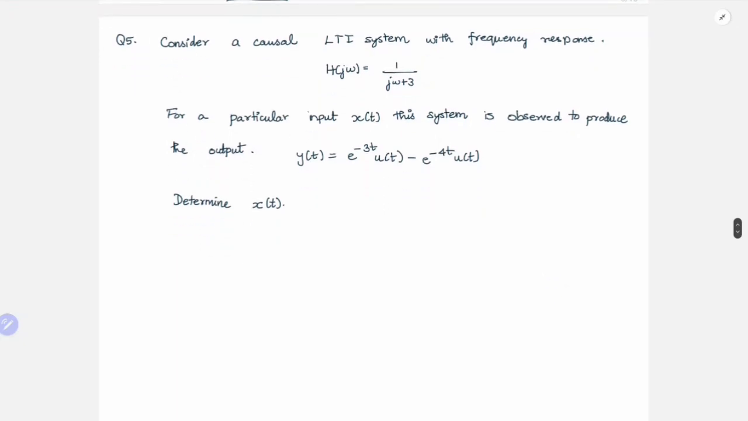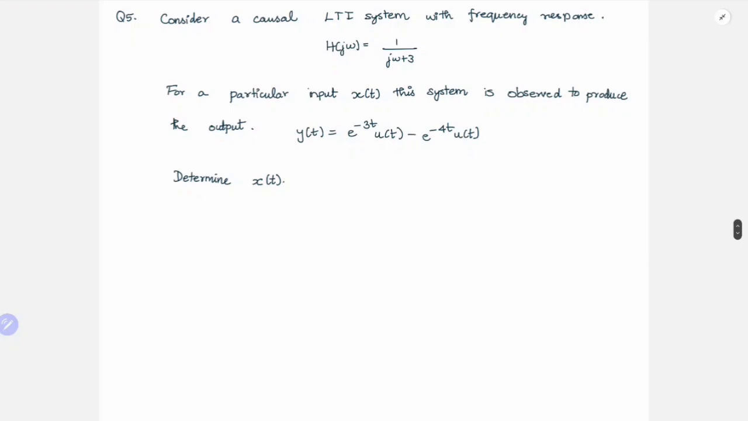Consider a causal LTI system with frequency response H of j omega is equal to 1 by j omega plus 3. For a particular input x of t, this system is observed to produce the output y of t is equal to e power minus 3t u of t minus e power minus 4t u of t. Determine x of t.